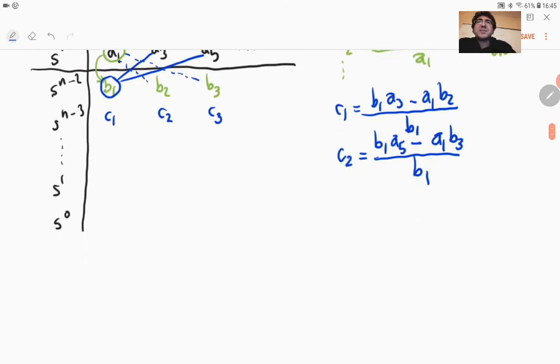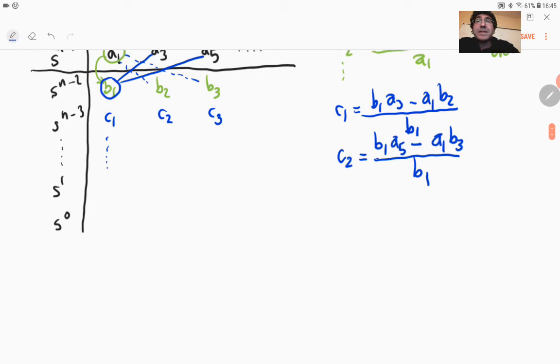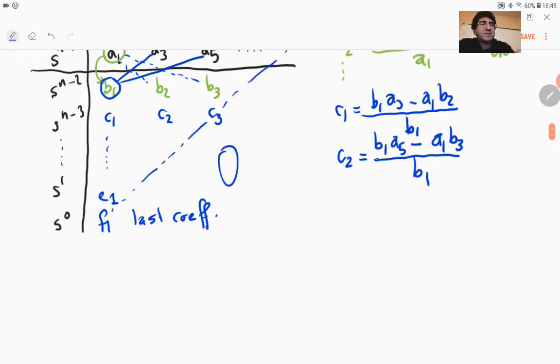So we continue until we have, let's say, e1 here as a single and f1 as the last coefficient. You will see that this is going to look like an upper triangular kind of matrix, because you will have zeros on the lower right corner of this array.